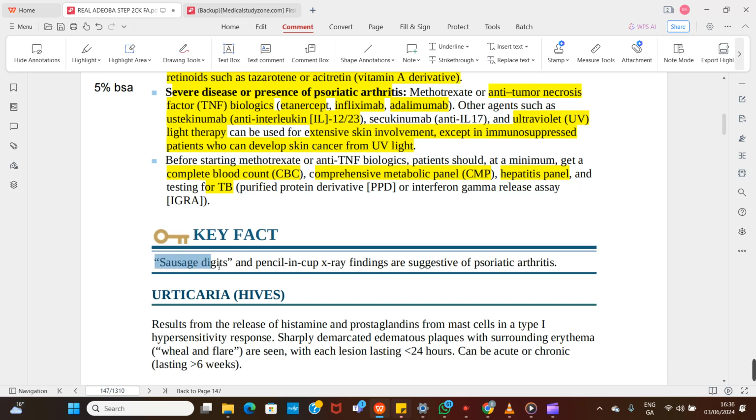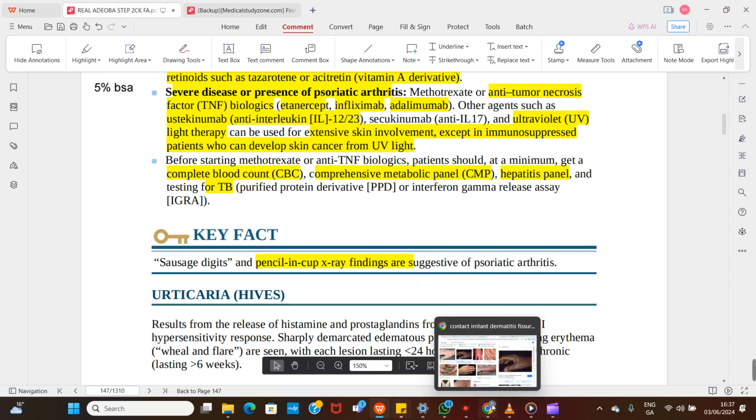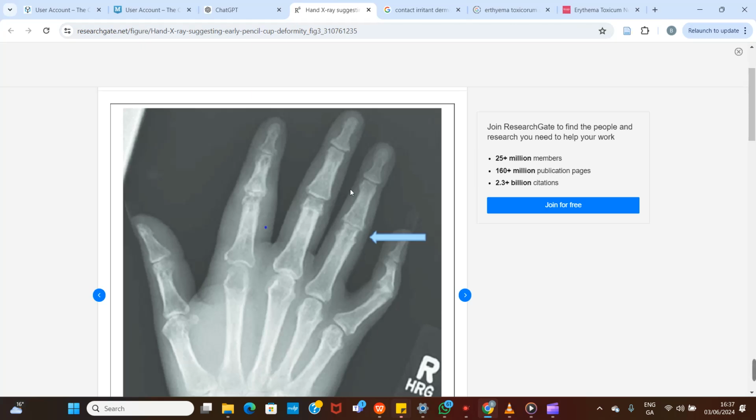So the sausage digit and the pencil-in-cup X-ray finding are suggestive of psoriatic arthritis. I almost missed that, and I have an X-ray that shows that. So dactylitis, which is more like inflammation of the digits. You are going to see erosion of the bone, which is a pencil, and the overlying bone is a cup. So this one here is a cup. This is a pencil that's getting eroded. So pencil-in-cup deformity is one of those characteristic X-ray findings in individuals with psoriatic arthritis.